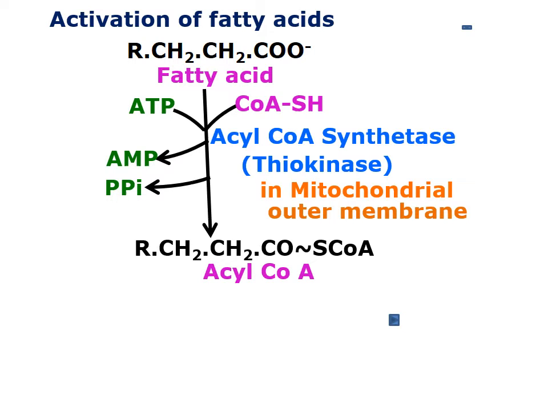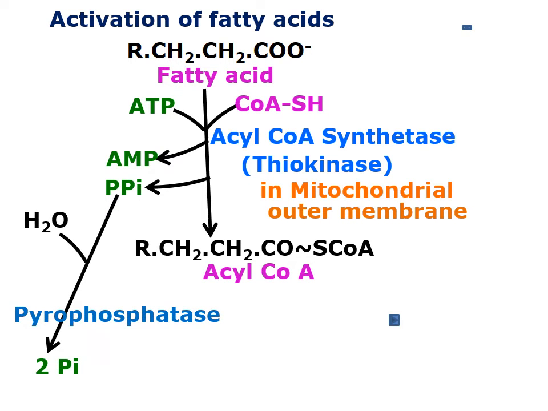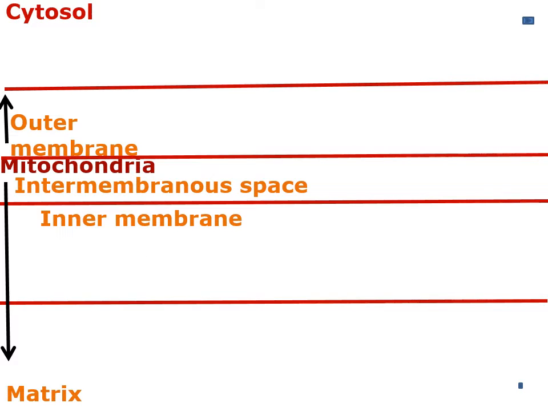How many ATPs are used? 2 ATPs are used, because ATP is converted to ADP, ADP to AMP, giving out pyrophosphate. Is this clear? This is the first step in beta oxidation. Now, next, once the fatty acid is activated as acyl-CoA, which is present here in the outer membrane.